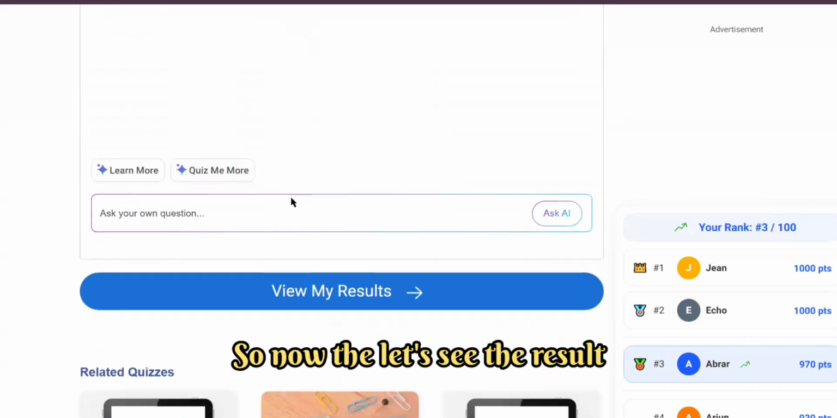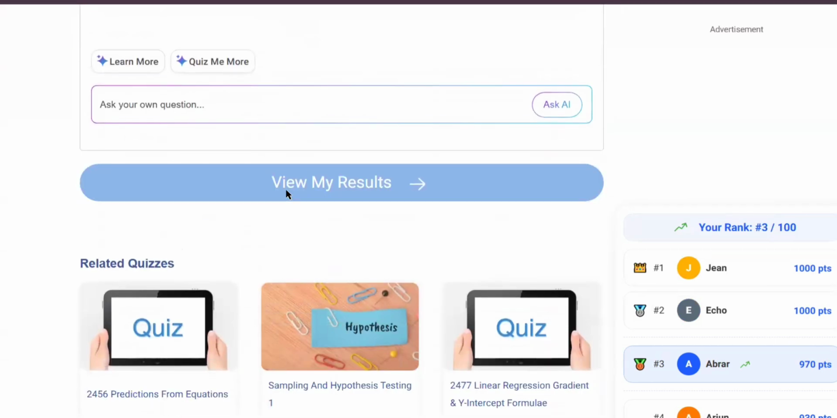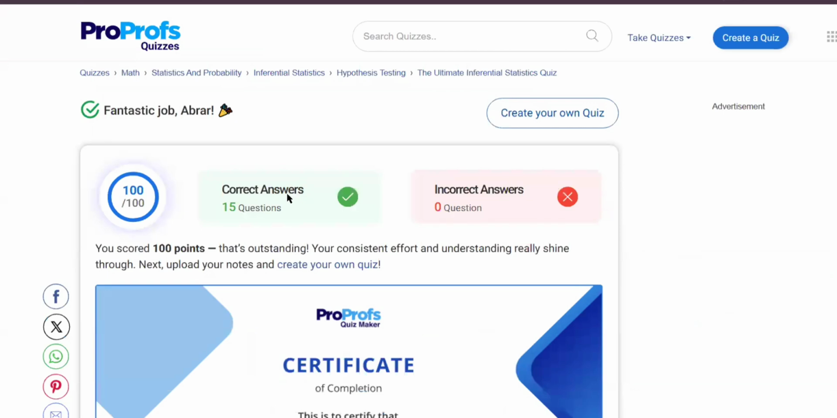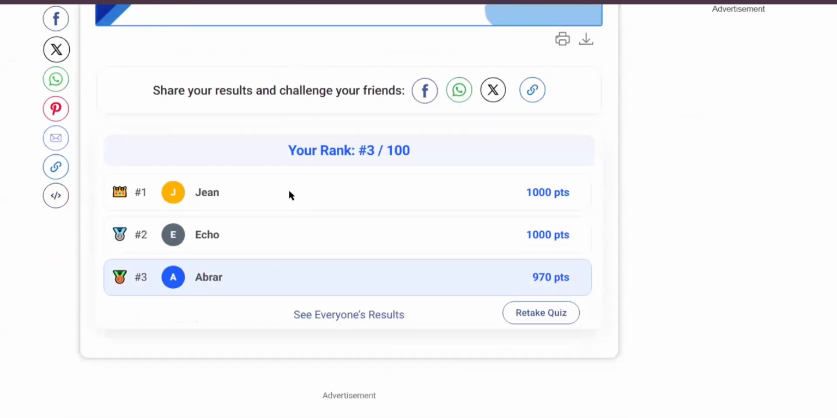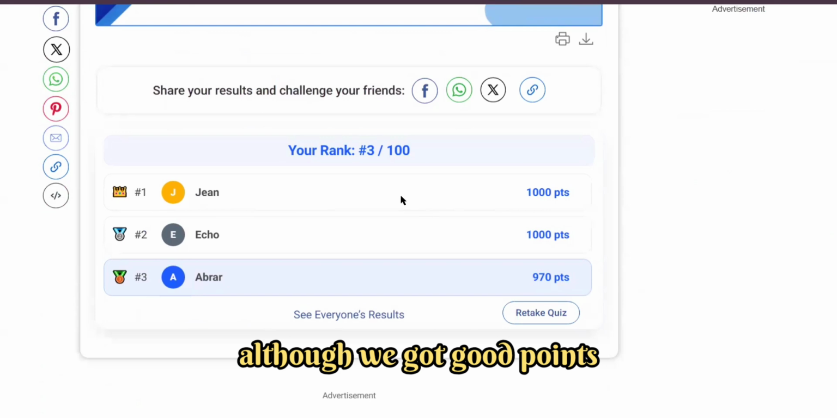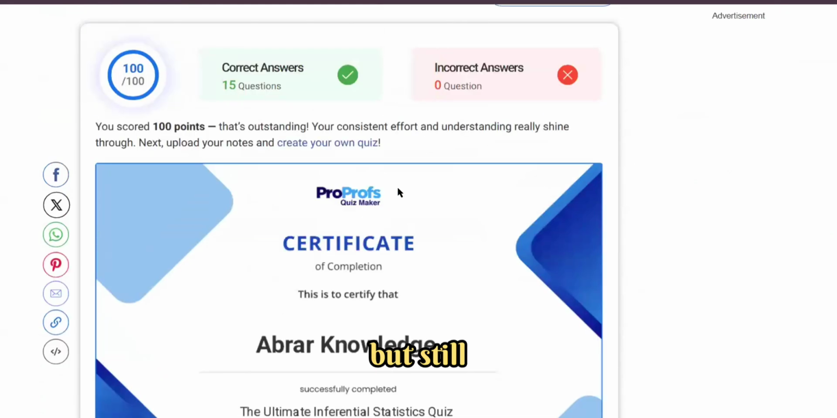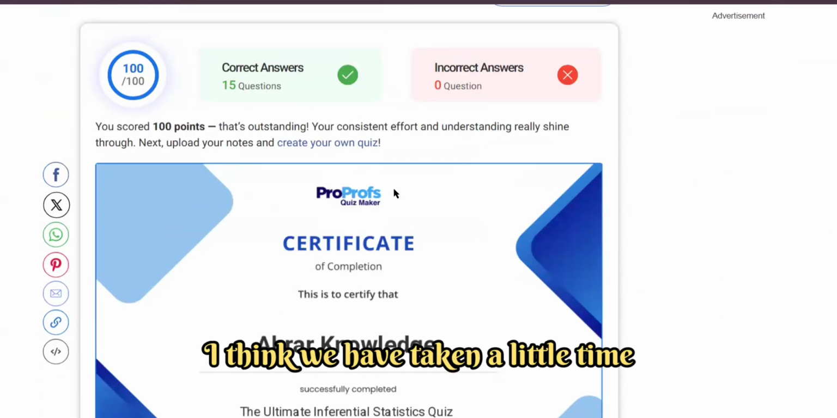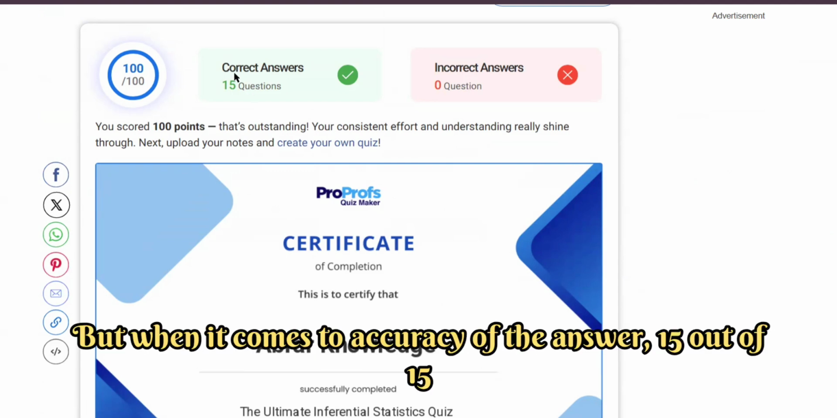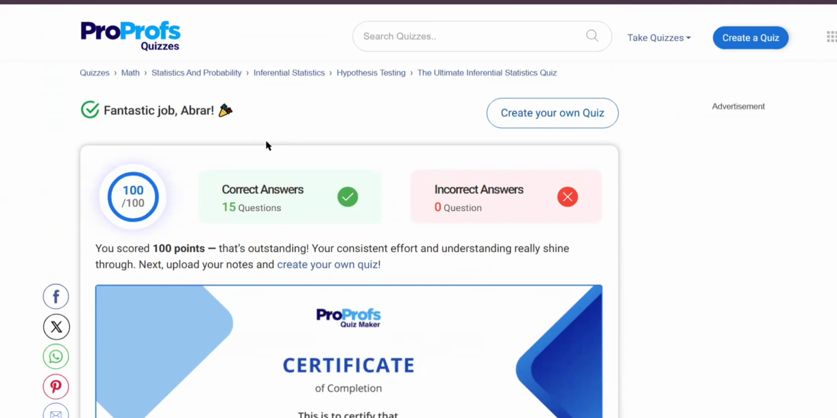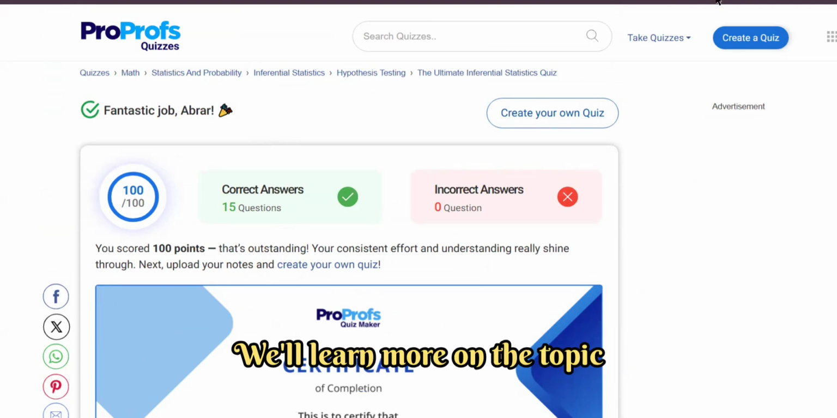So now let's see the result. We got 15 out of 15, and although we got good points, we still think we took a little more time, so that's the reason our points came down. But when it comes to accuracy of the answers, 15 out of 15. Thank you so much. Stay tuned. We'll learn more on the topic. Thank you so much.